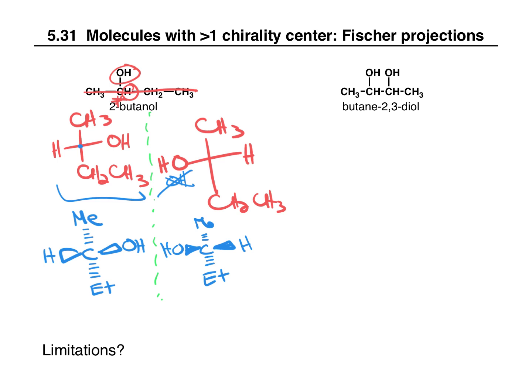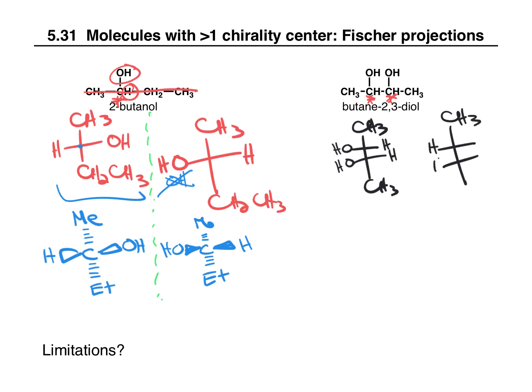If we look at butane-2,3-diol, now we have two chirality centers. So we can draw it like this, where here is a methyl group and a methyl group. We could have our OH on the left, H on the right, OH left, H right. And then we could have the mirror image where H's are on the left, OH on the right, and another methyl.